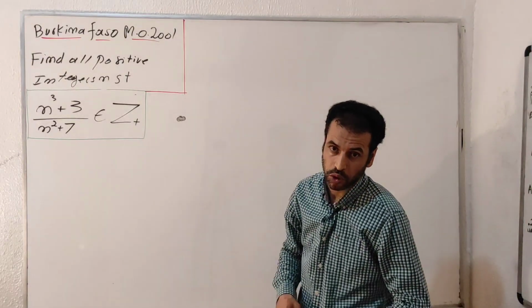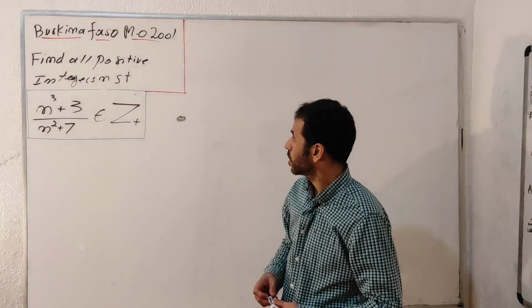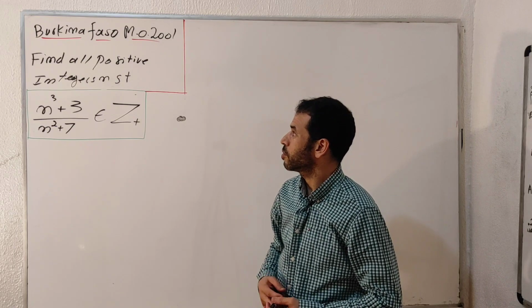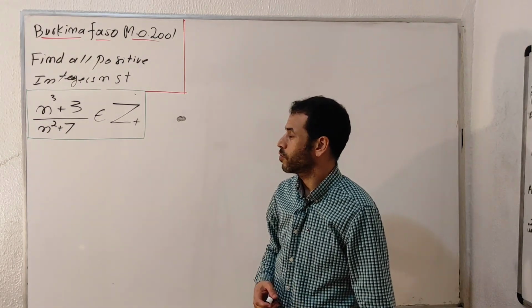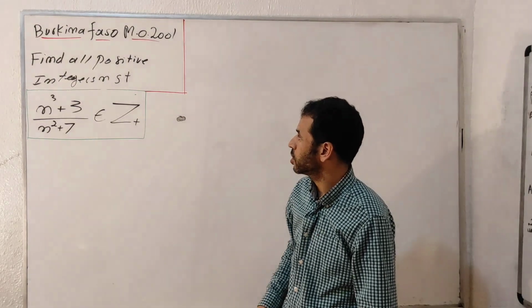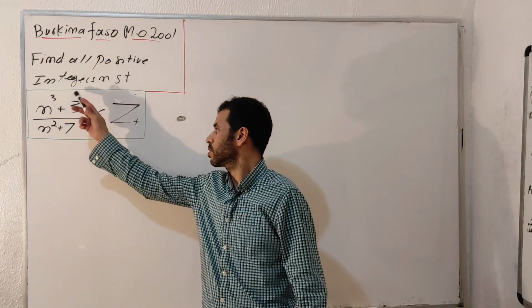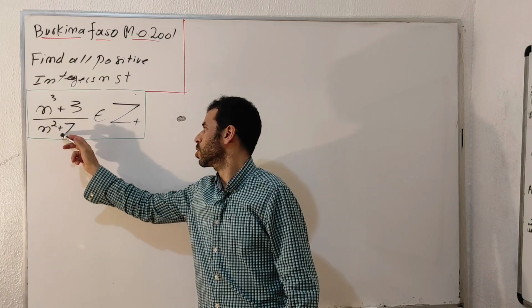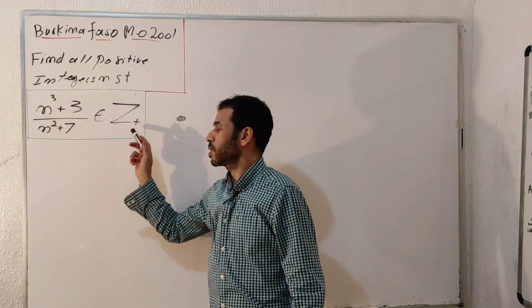In today's video, I would like to introduce a very nice problem of Burkina Faso Mathematical Olympiad 2001. It's an African Mathematical Olympiad. Here is the following information. Find all positive integers n such that (n cubed plus 3) divided by (n squared plus 7) is a positive integer.